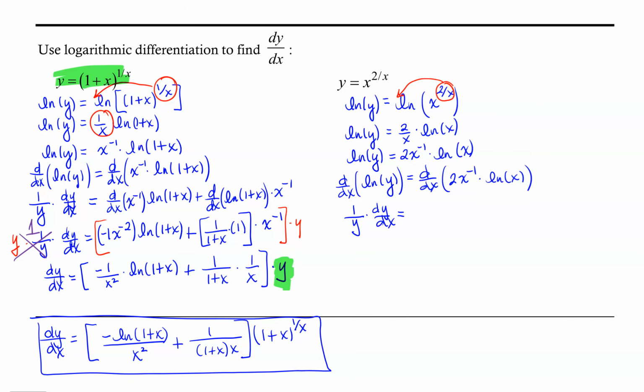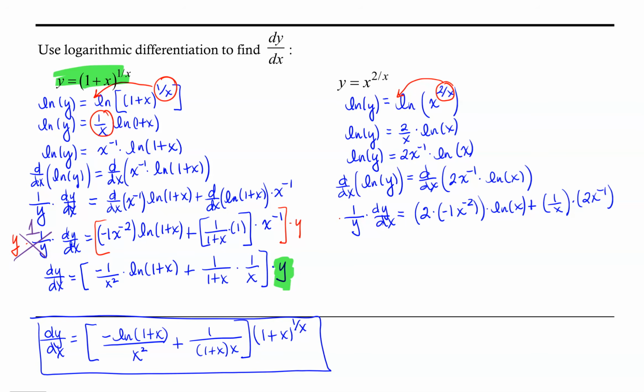And on the right-hand side, we'll need to use the product rule. So we'll have the derivative of our first function, that's 2x to the negative 1, so its derivative is 2 times negative 1 x to the negative 2 power. So that's the derivative of the first function times the second function, which is ln of x, plus the derivative of the natural log of x, which is 1 over x, times our first function, which was 2x to the negative 1 power.